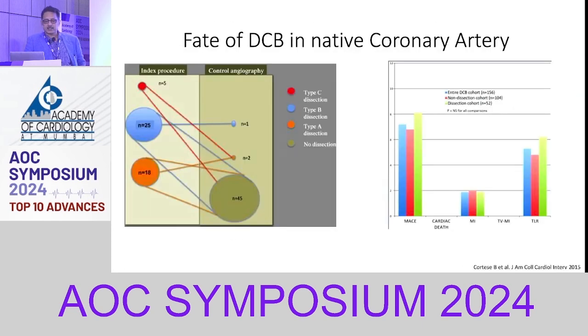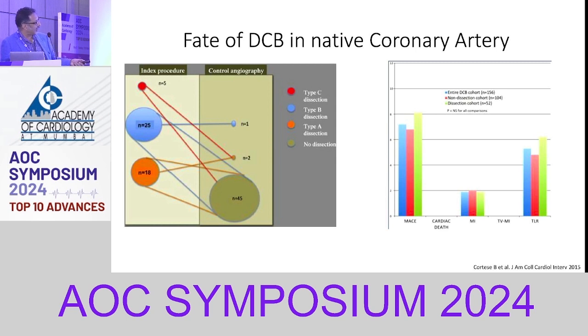This is a very interesting slide where a good number of operators are concerned about the dissections that happen when we are using a DEB. So in this, it's a little complex slide, but the red dot indicates type C dissection. There were 5 patients, of which 2 remained type C, and then with treatment, with further balloon dilatation, there was no dissection in 3 of them.